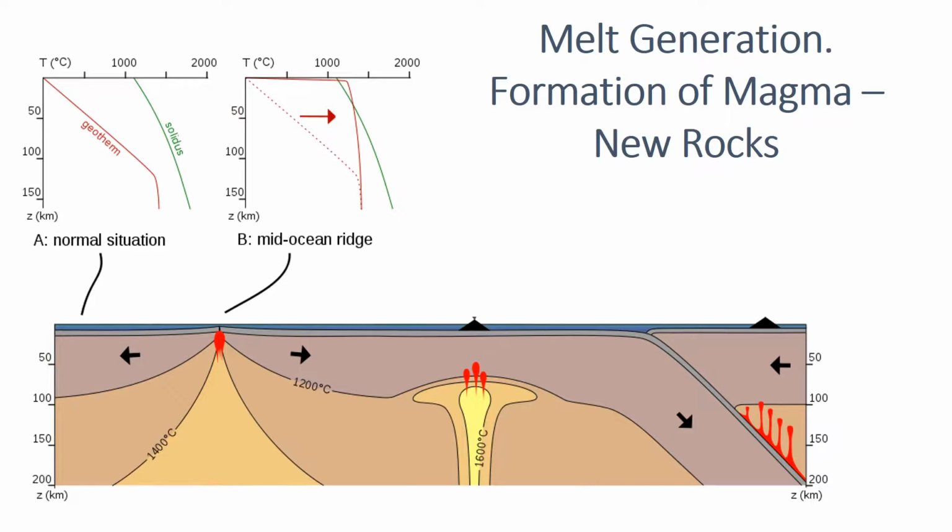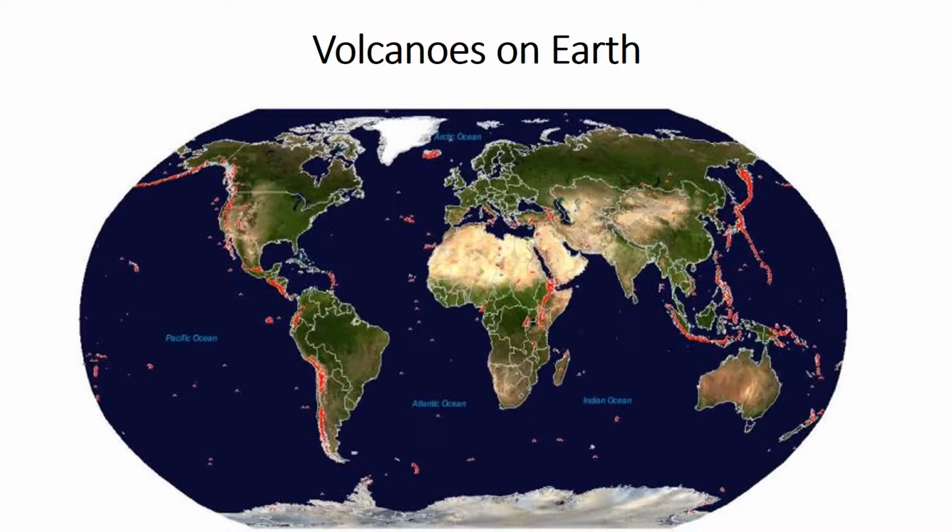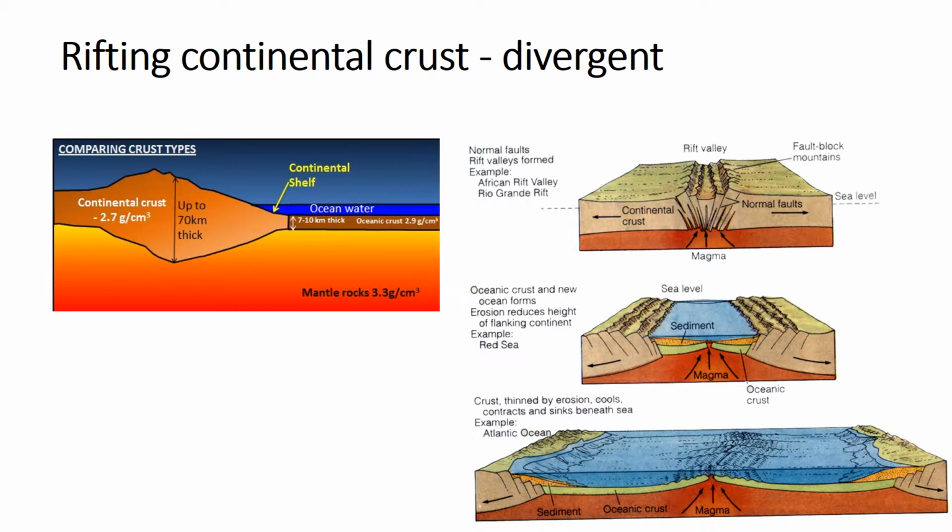The other place we get fresh rocks formed is at convergent margins. We get two plates coming together, and we tend to get volcanoes there. So these are places like Sumatra, Japan, South America, lots of explosive volcanism there. And that's the divergent once again.